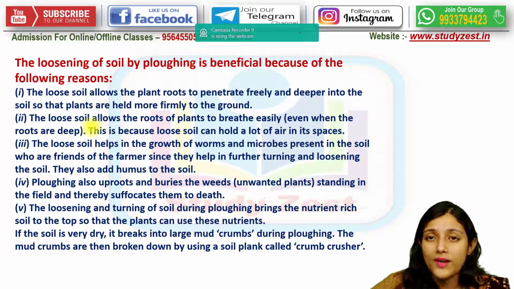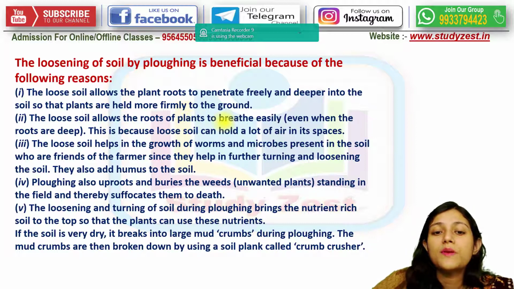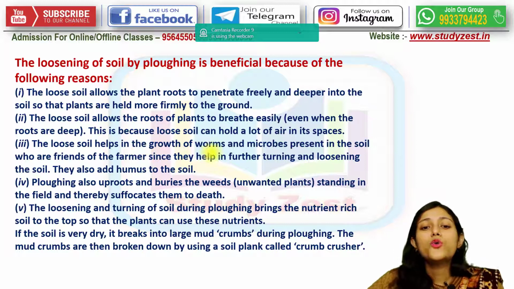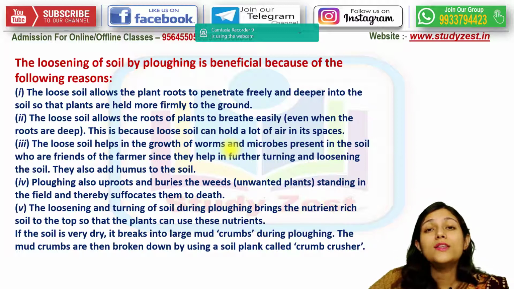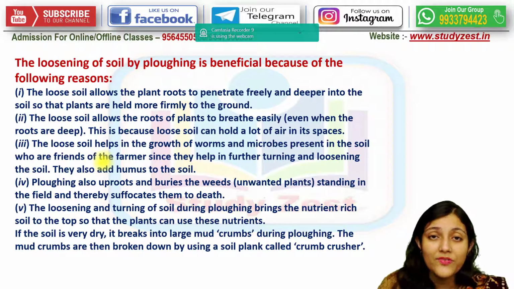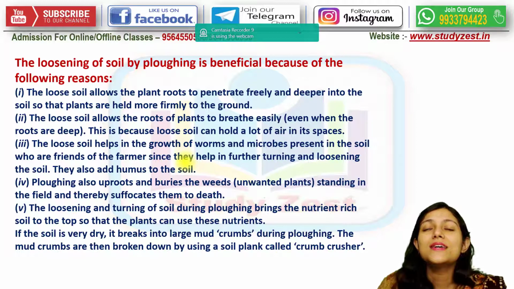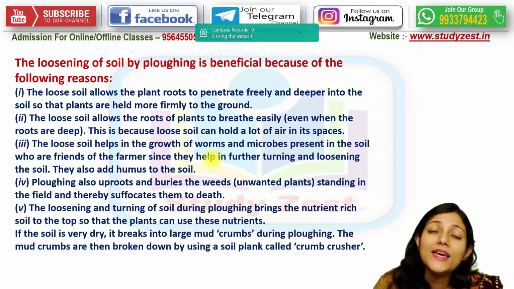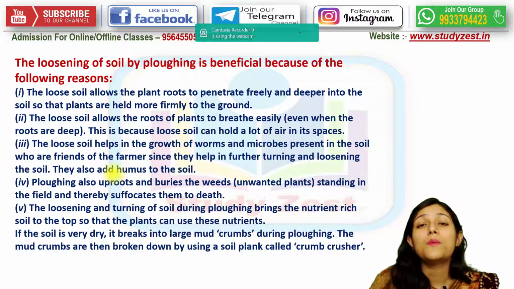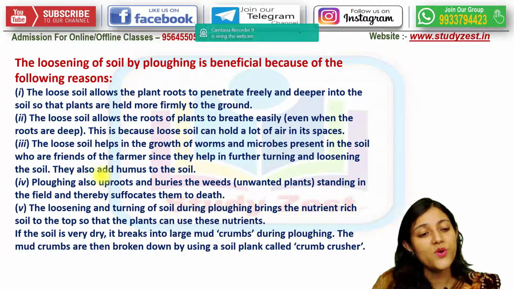Next, the loose soil. If the soil is loosened enough, then it allows the roots of the plant to breathe easily inside it. It helps in the growth of the worms and all the microorganisms which are present in the soil, and they are very friendly for the farmers, since they help in further turning the soil upside down and also loosening of it. And in this way they add so much amount of humus into the soil.